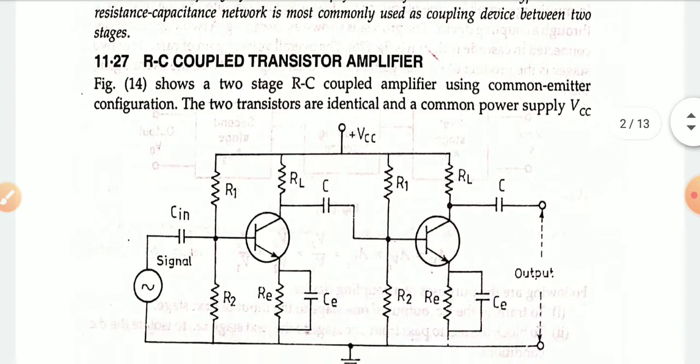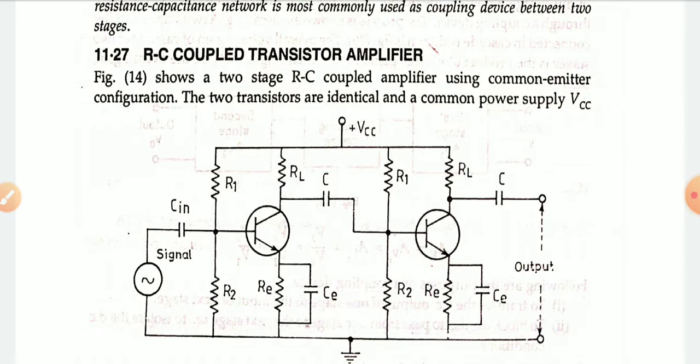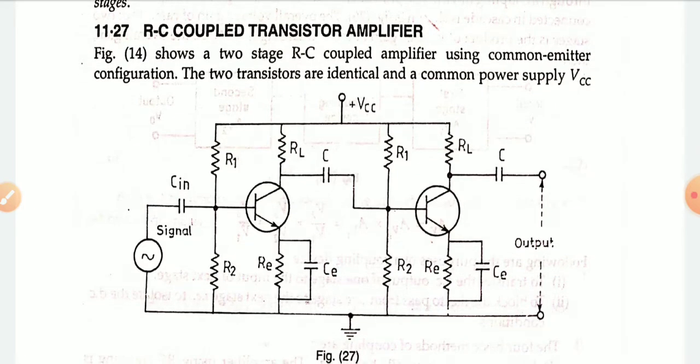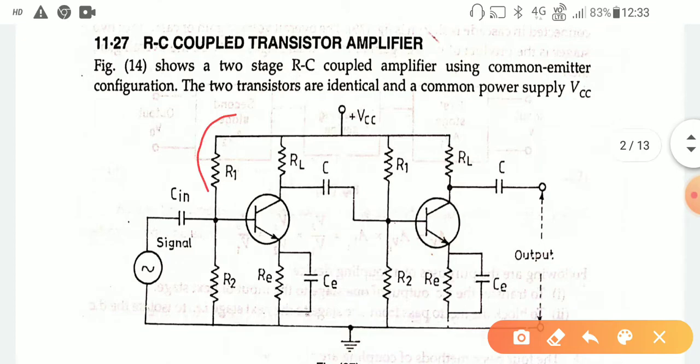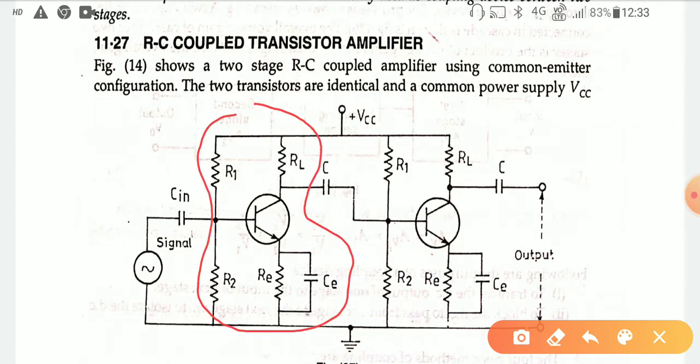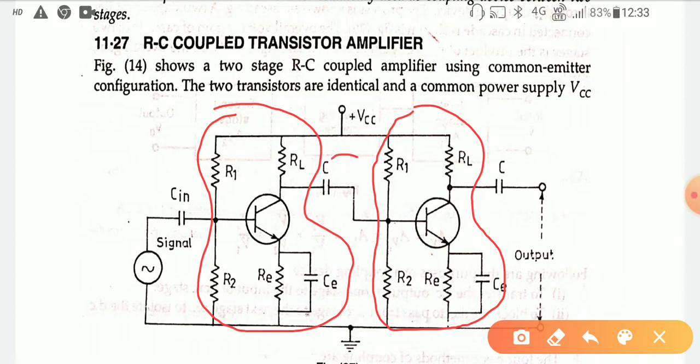Initially we talk about the RC coupled amplifier. This is the most important one also. Look, the highlighted portion is the biasing circuit 1. The same circuit is repeated here also. In between, the capacitor and the first stage output RL, the combined effect will be defined as the RC coupling for this multi-stage amplifier.